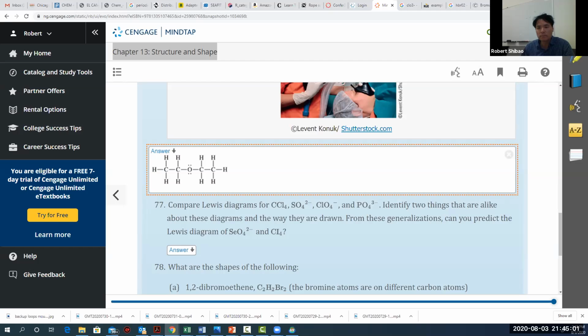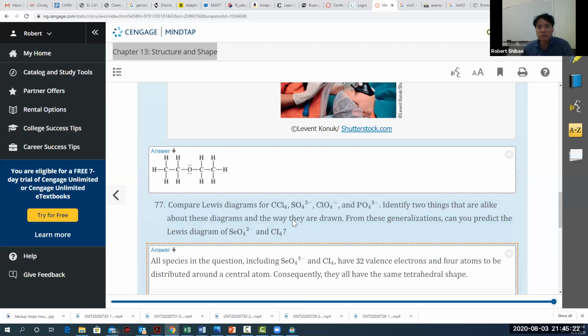Let's do something really quick. Compare Lewis diagrams for CCl4, SO4 2-, ClO4-, and PO4 3-. Identify 2 things that are alike about these diagrams and the way they are drawn from these generalizations. Can you predict the Lewis diagram of SeO4 and CI4?